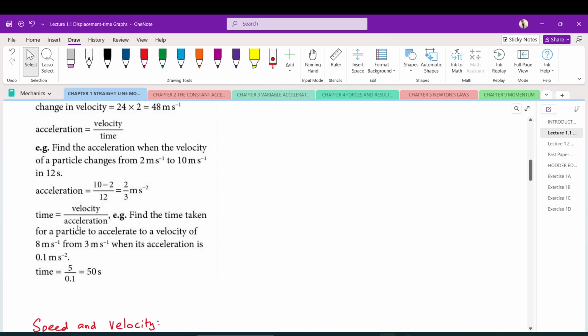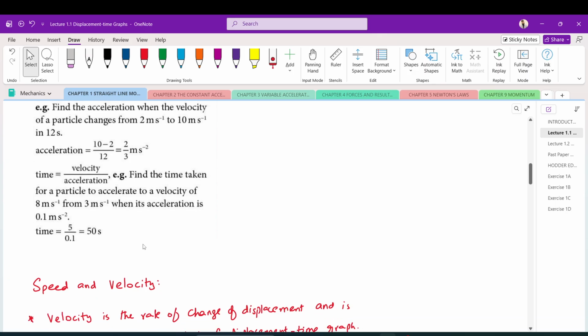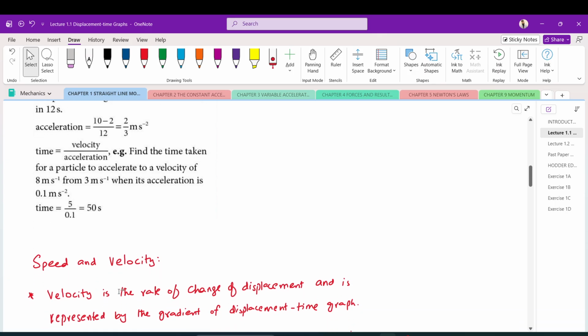And similarly, you can also find time by rearranging the equation so that it is velocity upon acceleration. Now, velocity is the rate of change of displacement and is represented by the gradient of the displacement-time graph. So let's say I have a graph: this is displacement, this is time. Displacement is represented by S. So this is not speed, but this is displacement.